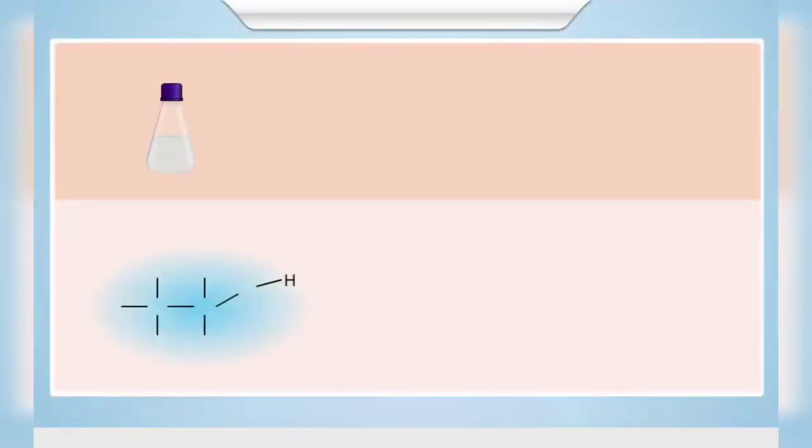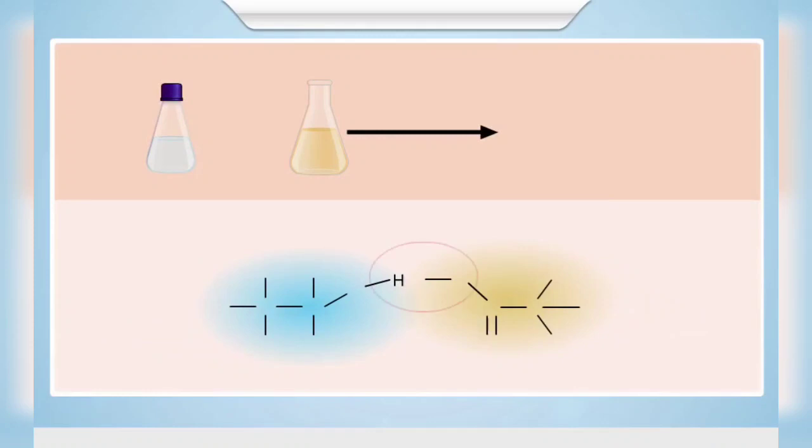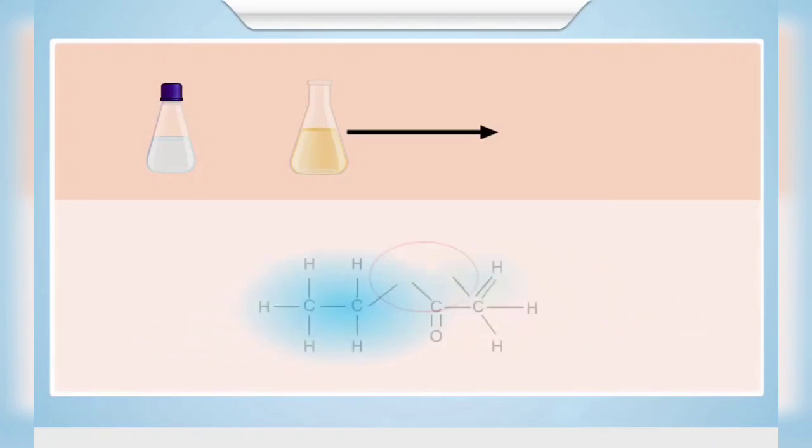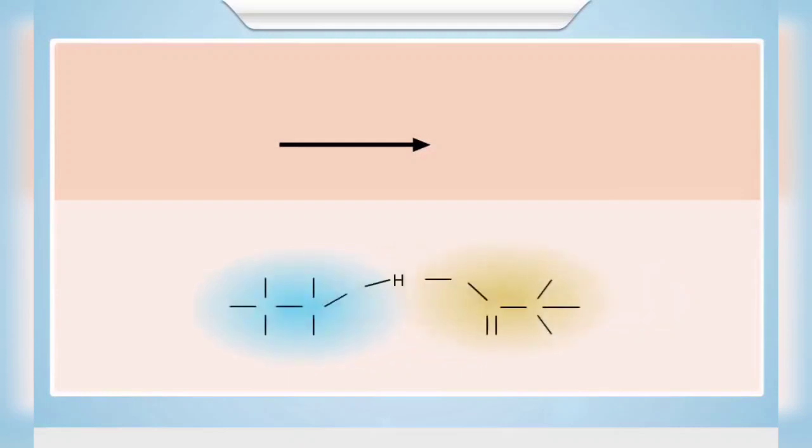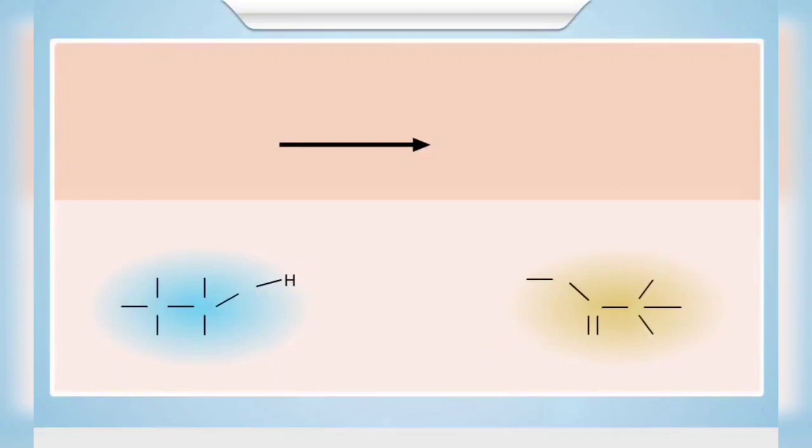Ethanoic acid reacts with ethanol in the presence of an acid catalyst to give an ester. This reaction is known as esterification. Esters react in the presence of an acid to give back the alcohol and carboxylic acid. This is the reverse of the esterification reaction.